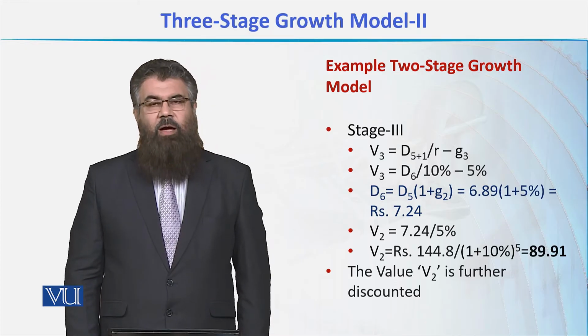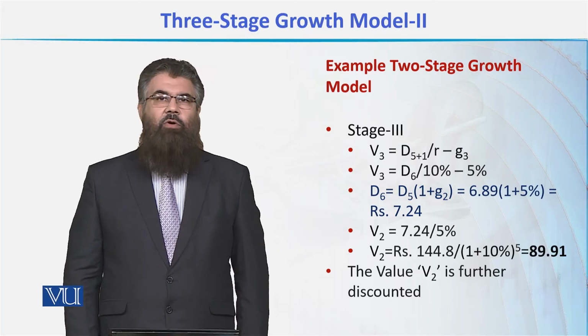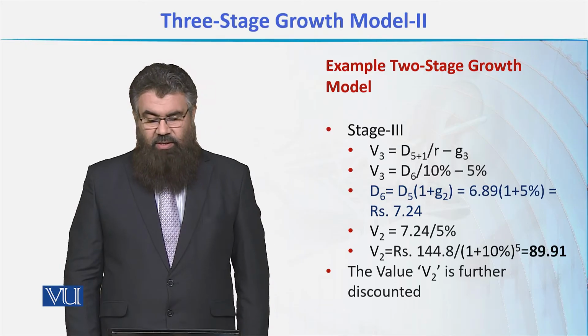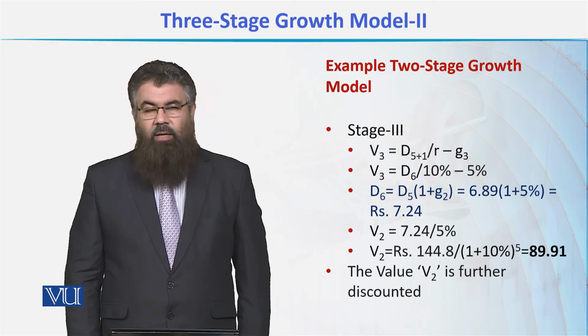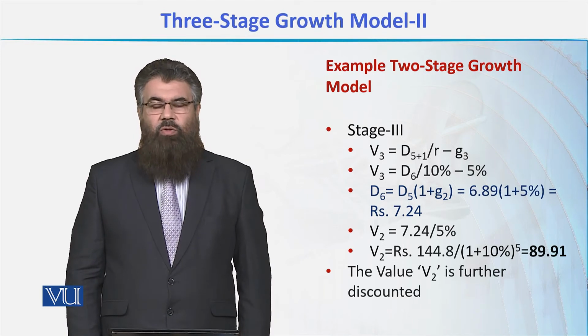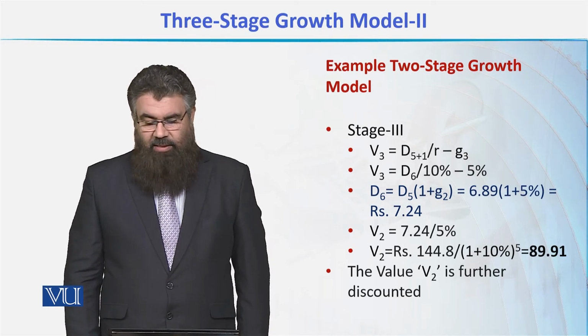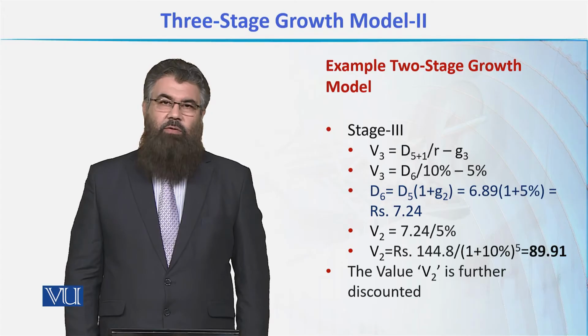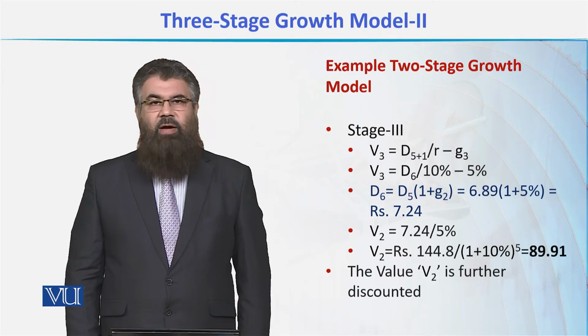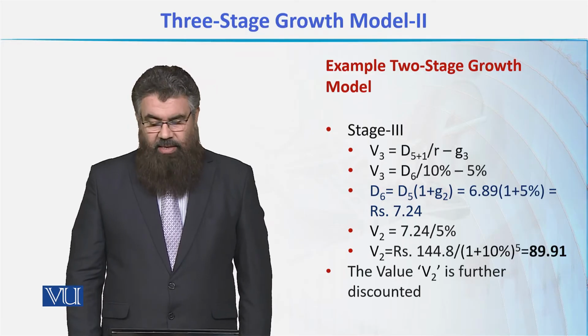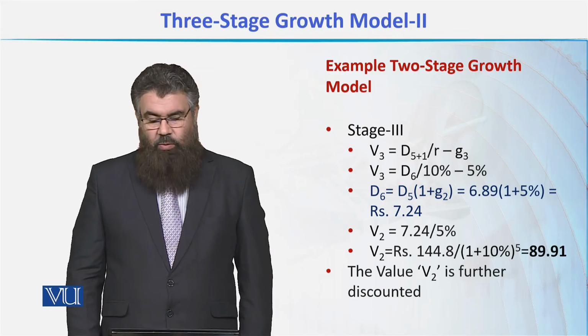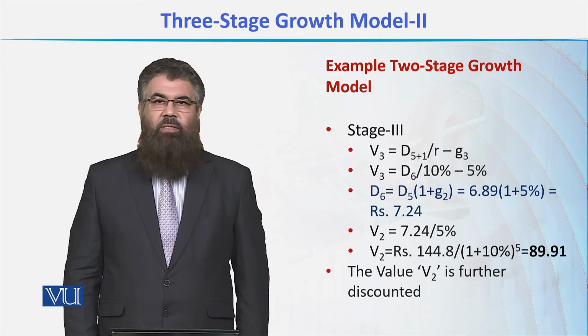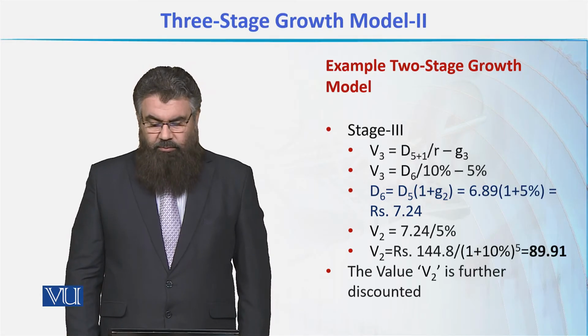The third stage starts from year 6 onwards. So we'll take the dividend of year 5 and we'll grow it for 1 year. यानी 5th year का dividend 6.89 था, इसको third stage के growth rate के हिसाब से grow करेंगे and we'll get the expected dividend of year 6 as 7.24. 7.24 will be divided by R minus G3, that is 10 minus 5%, and we get the answer equal to 144.8 rupees. This is the value of the third stage.